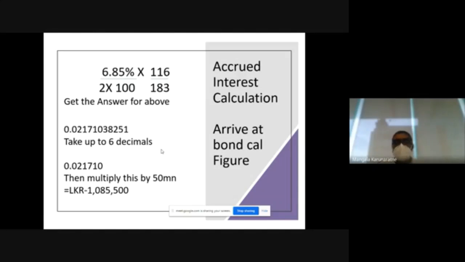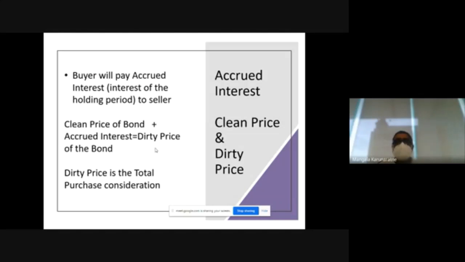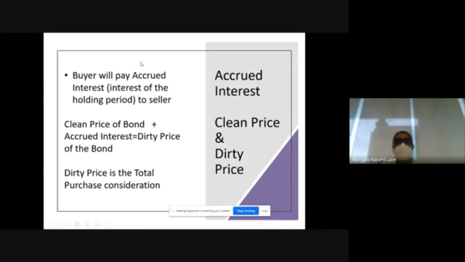We will move on to the next slide. So the buyer will pay the accrued interest. The buyer will pay the accrued interest of the holding period to the seller. So this is the accrued interest in the bond market. The buyer will pay the accrued interest to the seller.